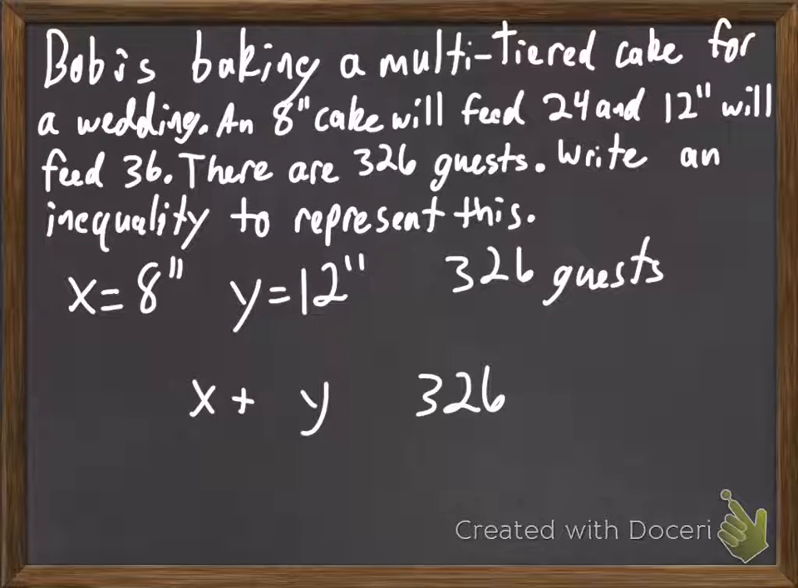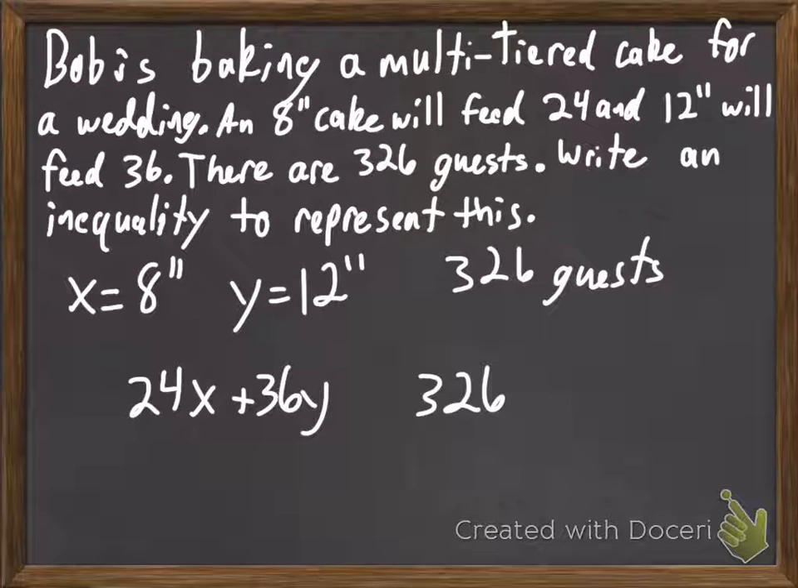So, 8-inch cake. If we look back to our paragraph, we know that an 8-inch cake will feed 24 people. So that means that we're going to take that 24 times however many 8-inch cakes we have, which we're representing with X. We're going to add that to our 12-inch cake, which from our paragraph feeds 36 people.